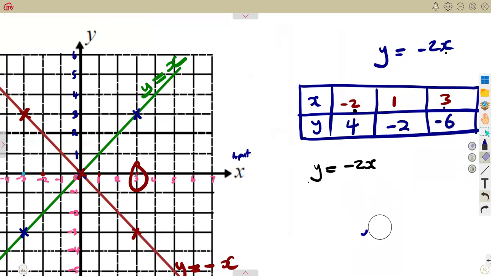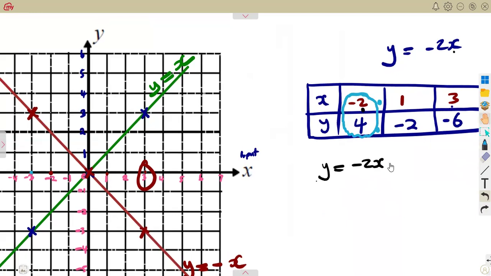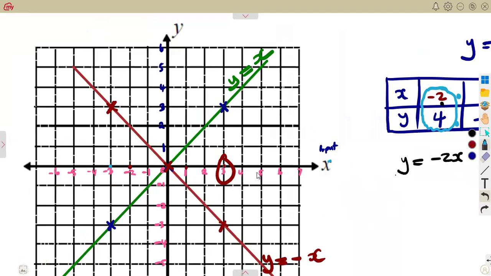These 3 are enough to draw or sketch this graph. So you've got minus 2 versus what? Versus a 4, where x is minus 2, y is a positive 4. So we must locate where in the x values first. X is minus 2 here, y is 4 here. Where are these going to meet? They're going to meet at this point. That is where you mark a point, where x is minus 2 and y is 4.